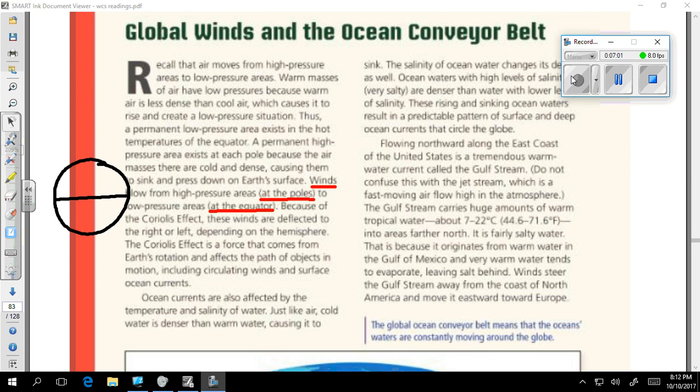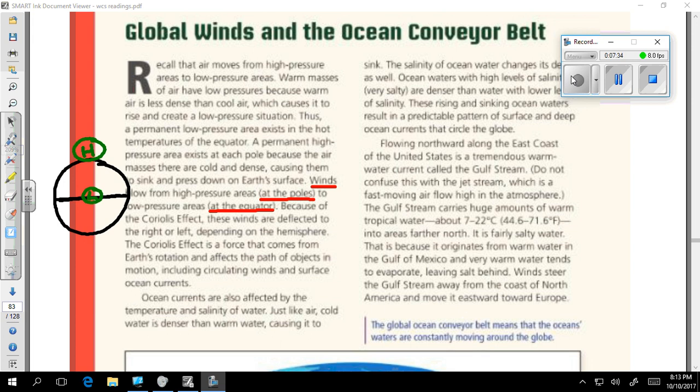So I want you to think of it this way. Here's the world, and this line right here is the equator. At the poles, you have high pressure. And remember, in the high pressure, the cold air is sinking down and putting pressure onto the surface of the ground. And you remember also that at the equator, you have low pressure because it's warm there and the air is getting warmer, so it's rising up.